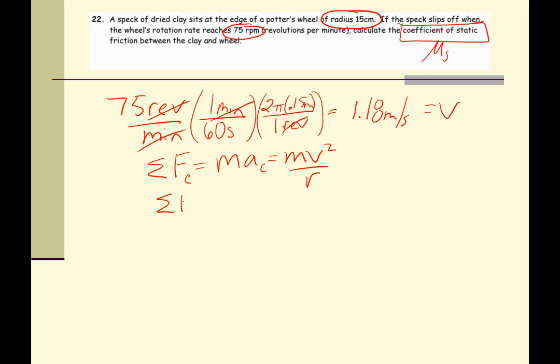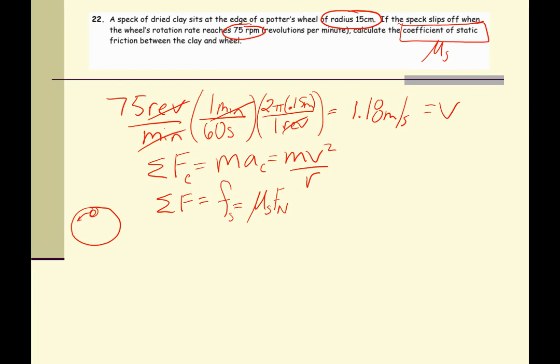Well, my sum of forces in this case, what forces are acting on this piece of clay that's going around a potter's wheel? Well, the only force acting on it, we said that the centripetal force has an identity. And the identity in this case is our static friction. So we know that static friction is equal to our coefficient of static friction times our normal force. And we know that normal force is mass times gravity.